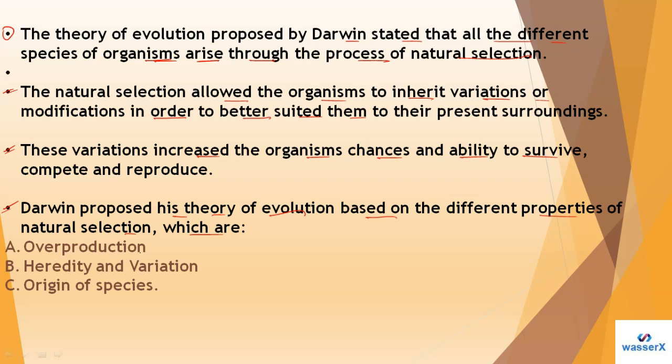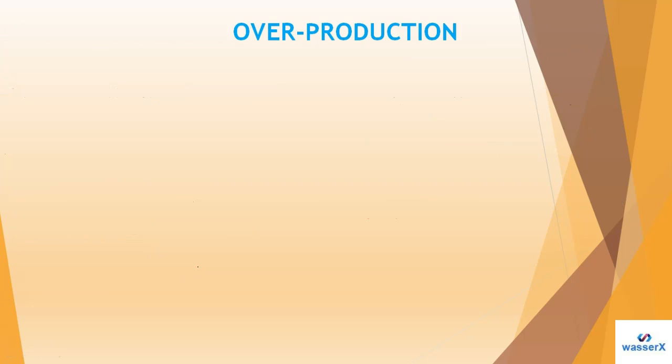The first one is overproduction. The second one is heredity and variation. The third one is the origin of species. Let me take you further in this step-by-step learning module. First of all we will study overproduction. Here, what does overproduction mean?